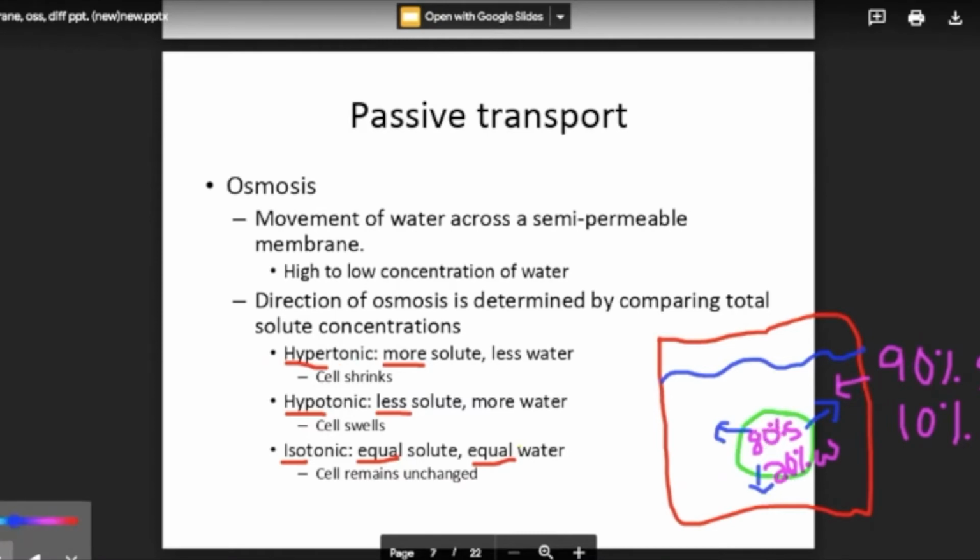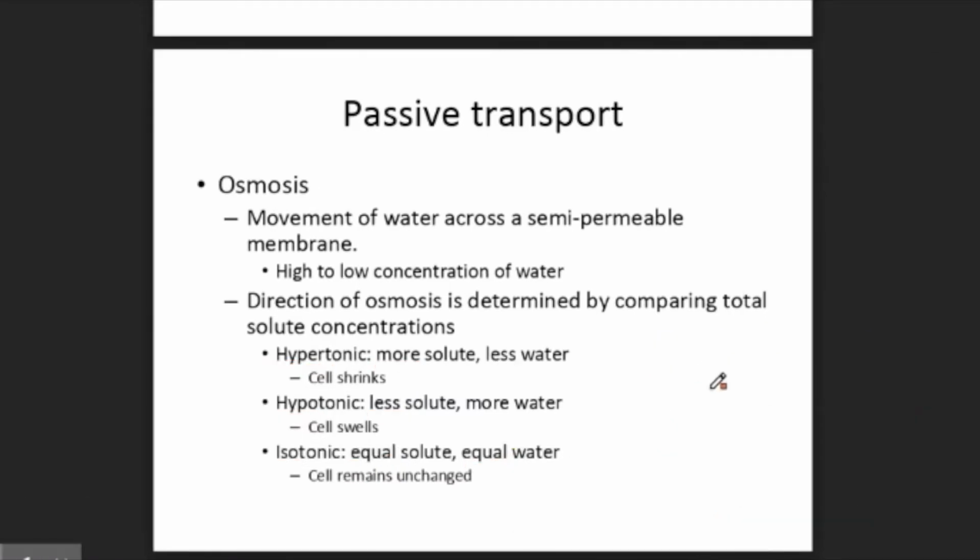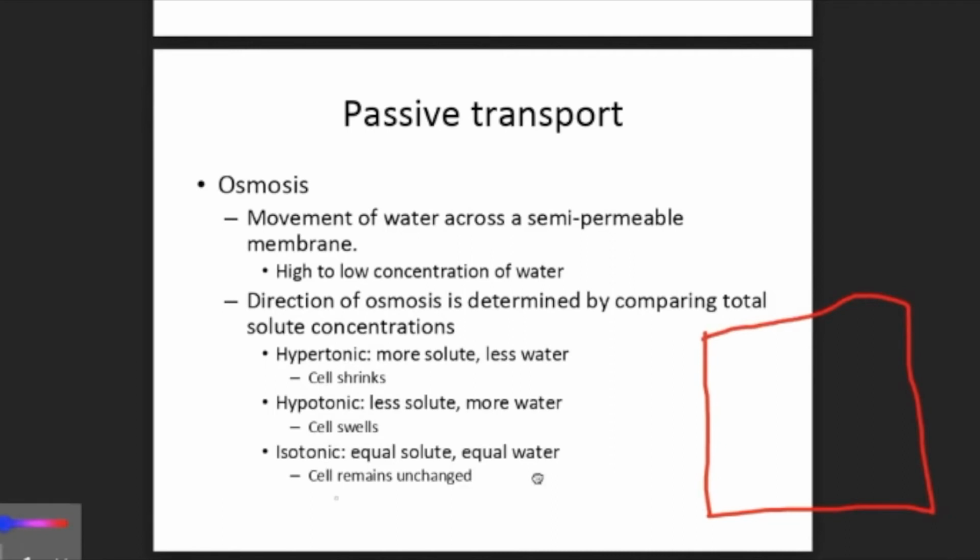inside the cell. Let's talk about a hypotonic solution. So again, I'm going to draw a beaker. So there's my beaker. And it's full up to this amount of water. And here is my cell that I dropped into this beaker of water. Okay, so a hypotonic solution. So that means that there is less solute and more water.